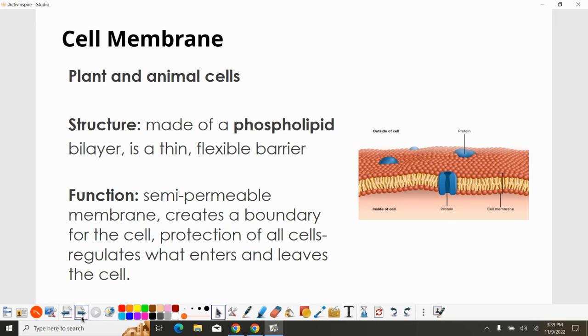We'll start with the cell membrane. Cell membranes are found in plant and animal cells. In fact, they're found in all cells, including prokaryotes. Structurally, it's made of a phospholipid bilayer.